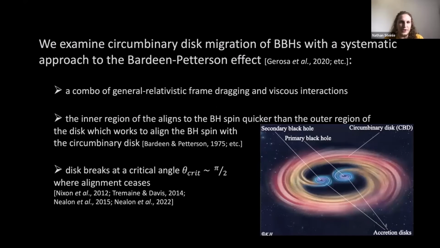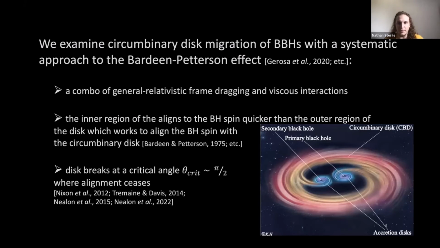in which we examined circumbinary disk migration of these binary black holes using a systematic approach to the Bardeen-Petterson effect that was previously published by Davida in 2020 and others in 2020, which the Bardeen-Petterson effect basically is a combination of Lense-Thirring precession and viscous interactions with the disk.